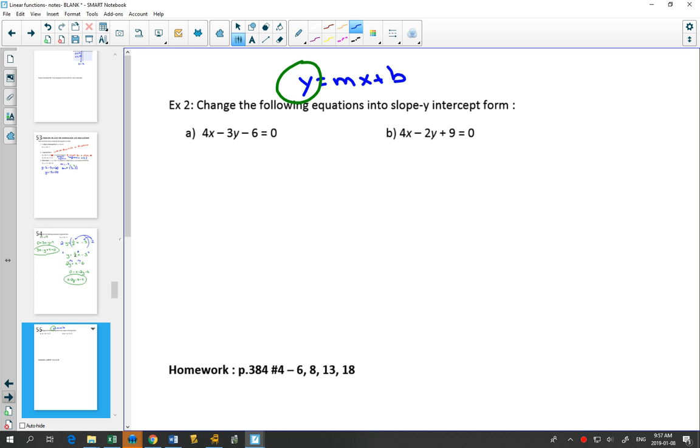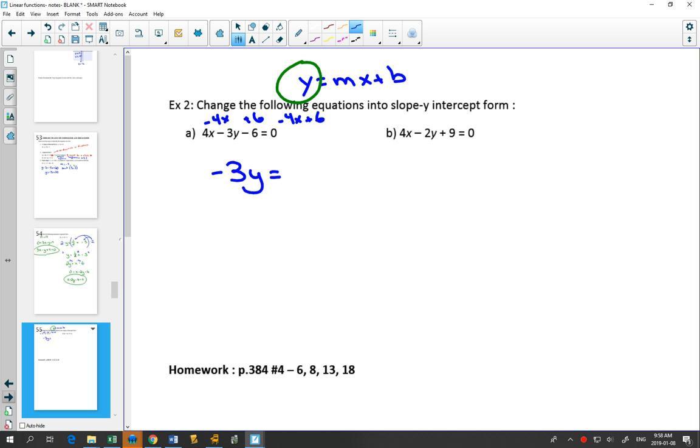So if I want to get the y all by itself, in this equation here, I could move the 4x over and the 6 over on both sides. Again, what you do to one side of the equation, you have to do to the other side of the equation. What would I be left with on the left-hand side? Negative 3y.